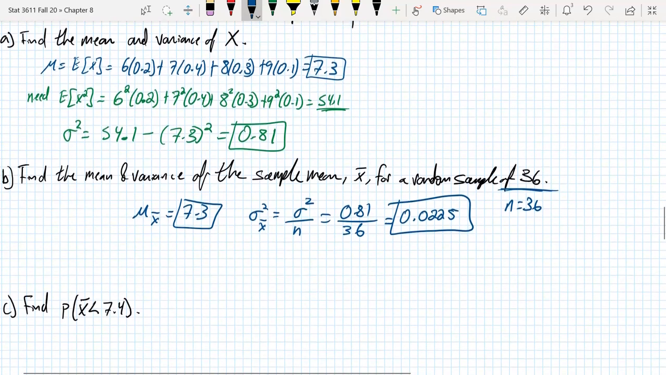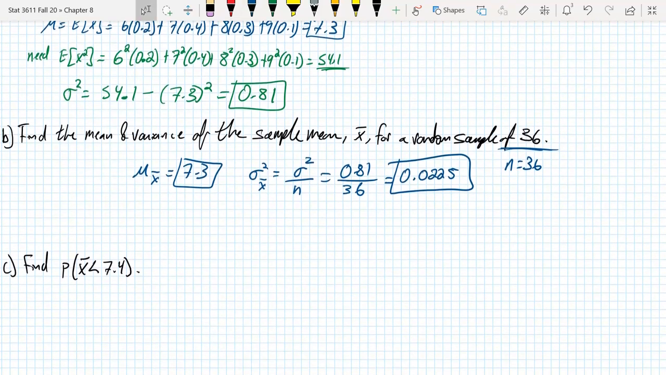So what are we going to do here? We're going to apply this result to answer this question. What's the probability that the sample mean, we must be assuming that we have the same sample size of 36, so we're talking about that sample, is less than 7.4? Okay, well, here we go.